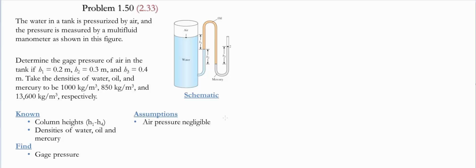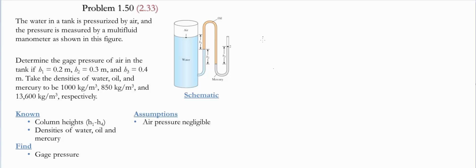We have a list of the known values, what we need to find, and for the assumptions we are going to assume that the air pressure is negligible. Therefore we're going to evaluate the pressure at point 1 as shown. We're going to evaluate the pressure at point 1 by using the value of pressure at point 2, the different densities of the three fluids, and the distances between their interfaces.